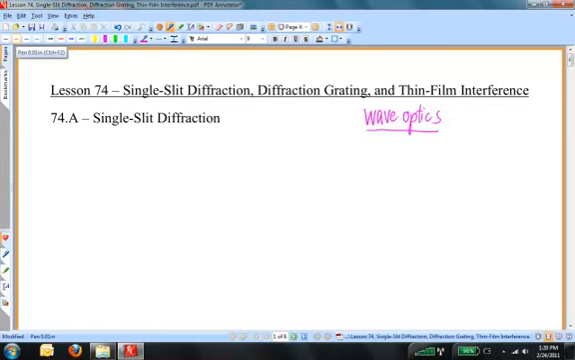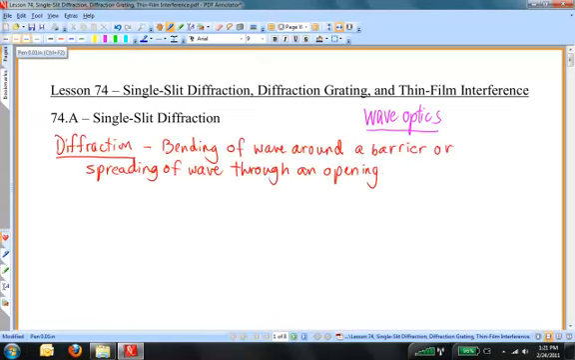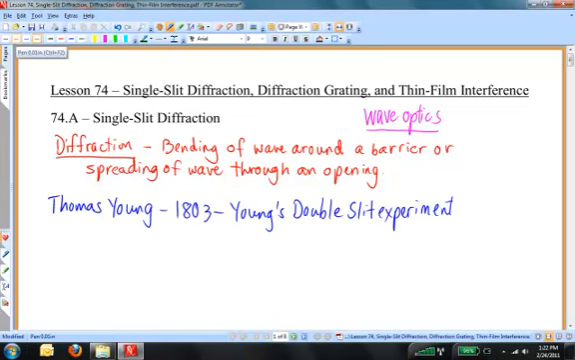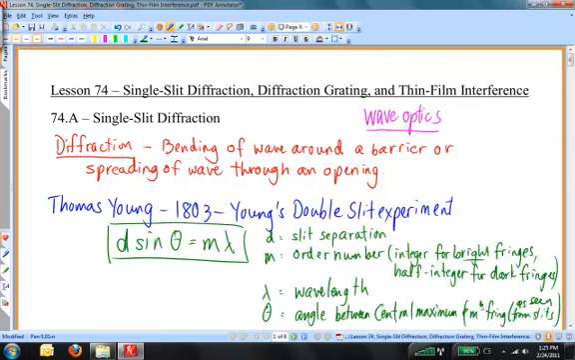Diffraction may be defined as the bending or spreading of a wave around some barrier that's placed in the wave's path. Cast your mind back to 1803, if you will. Thomas Young demonstrated double-slit interference using a geometrical argument that we followed in Lesson 57. That led to what we call Young's double-slit equation, d sine theta is equal to m lambda, where d represents the slit separation, lambda is the wavelength of the light that's used, m is the order number representing the bright fringes if they're integers and dark fringes if they're half integers, and theta is the angle between the central maximum and the mth bright fringe as seen from the slits.